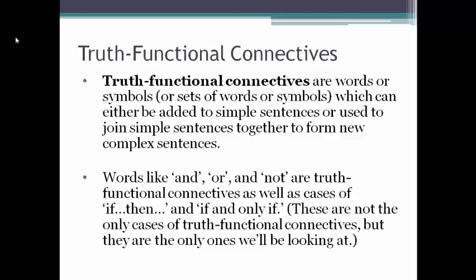Words like and, or, and not are truth functional connectives, as well as cases of if, then, like what we looked at in previous videos, and if and only if. These are not the only cases of truth functional connectives, but these are the only ones we'll be looking at.